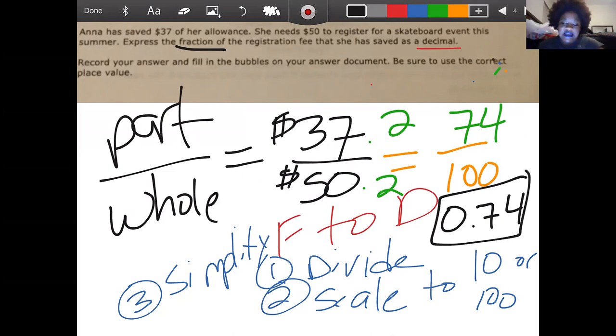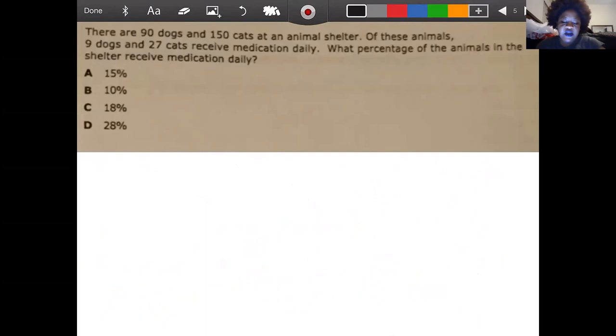So Anna has saved 74 hundredths of the amount of money that she needs to go to the skateboard event. Okay. Next, there are 90 dogs and 150 cats at an animal shelter. Of these animals, 9 dogs out of the 90 dogs, 27 cats out of the 150 cats receive medication daily. What percentage of the animals in the shelter receive medication daily?